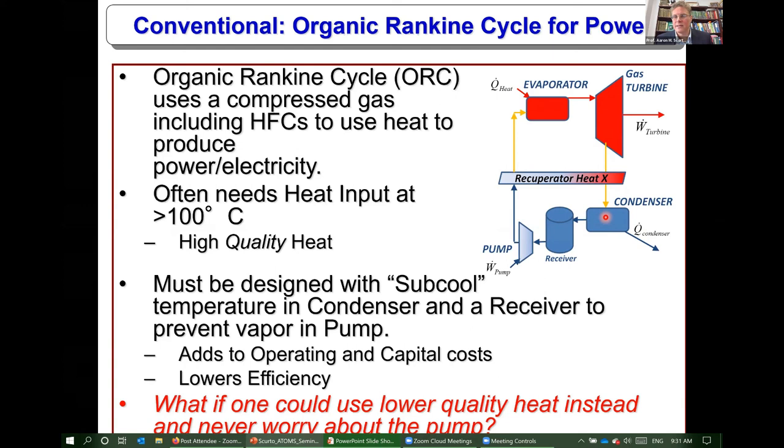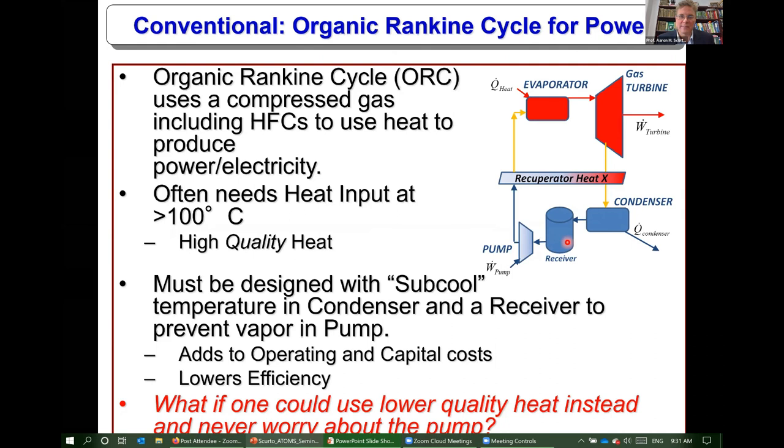And we usually need to use at least, say, 5 degrees subcool as an industry standard. We also need to add a receiver to prevent any type of gas from getting into the pump and damaging the pump or stalling out the particular system. And this is particularly important when you're starting up and shutting down these types of organic Rankine cycles.